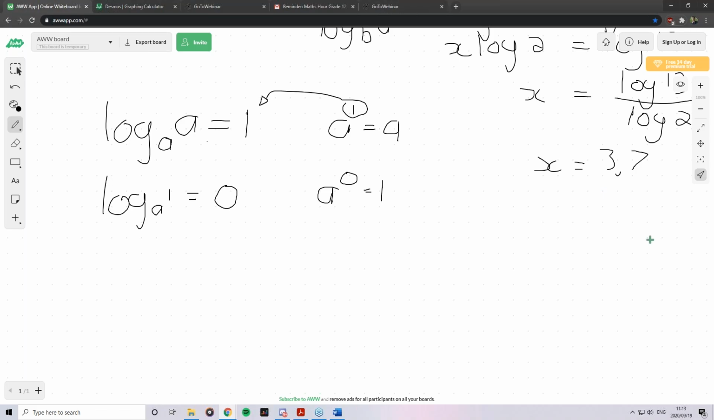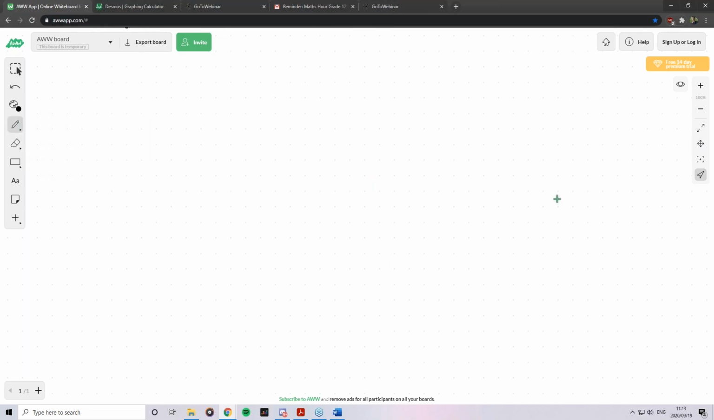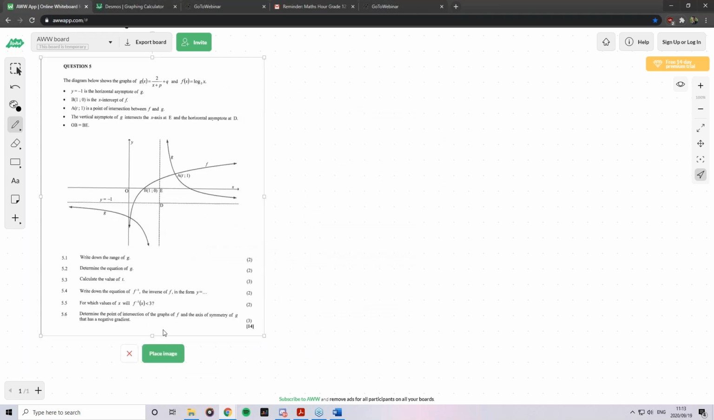For the rest, I have a couple of past papers that we can do. So let's start with this one here. I'm just going to grab it and place it here. I'm just going to give you some time to do this, then we'll mark it afterwards. For now, just do 5.1 and 5.2. I'll give you like 6 minutes.